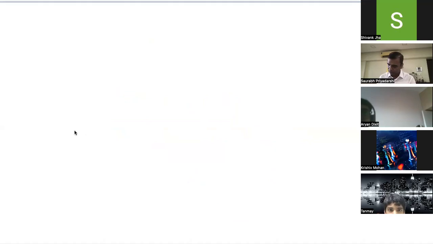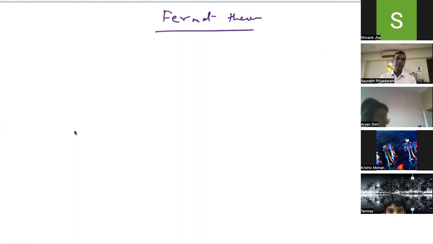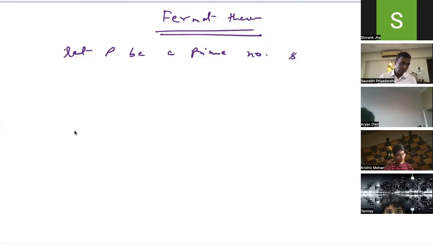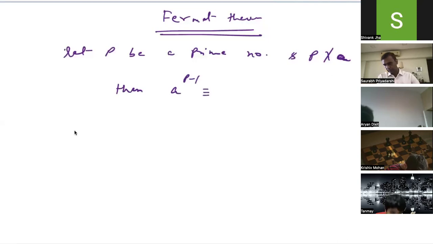Now, next is the Fermat theorem, right? Let P be a prime number and P does not divide A. Then A to the power P minus 1 congruent to 1 mod P. This is true for all the cases. A to the power P minus 1 congruent to 1 mod P.